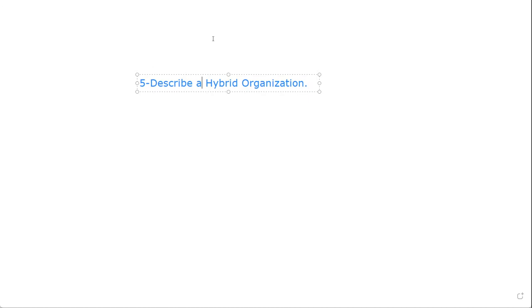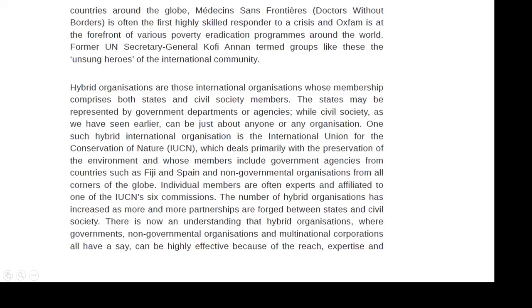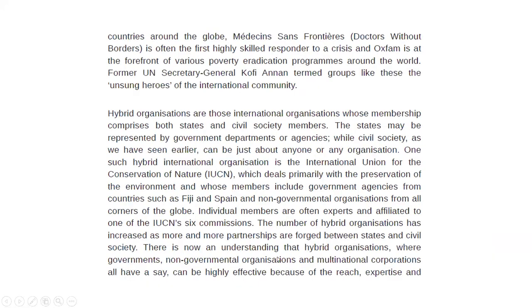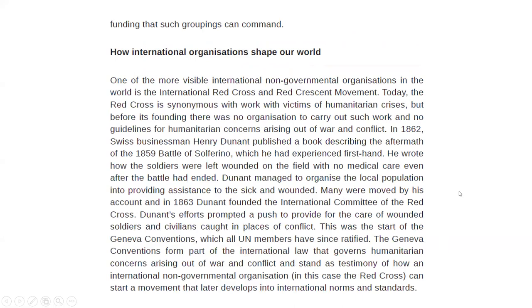Repeating, describe a hybrid organization. So we're ending here. There is now an understanding that hybrid organizations, where governments, non-governmental organizations and multinational corporations all have a say, can be highly effective because of the reach, expertise, and funding that such groupings can command. See, that's it. It's going to end on a very short note.